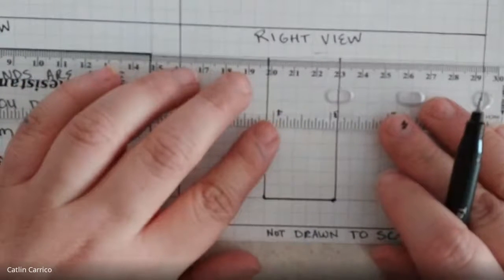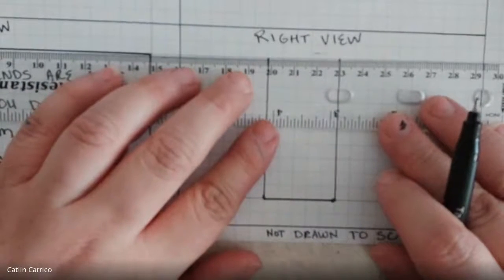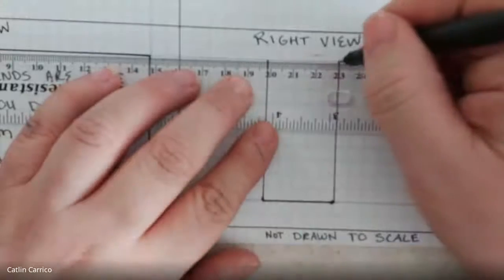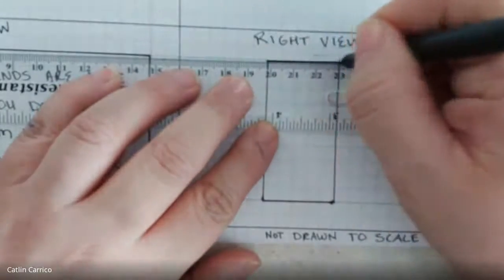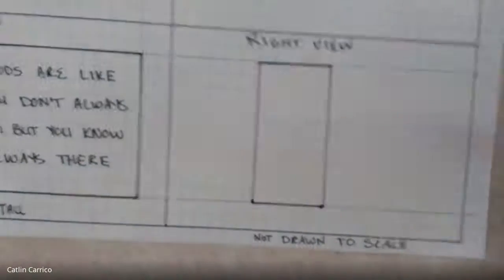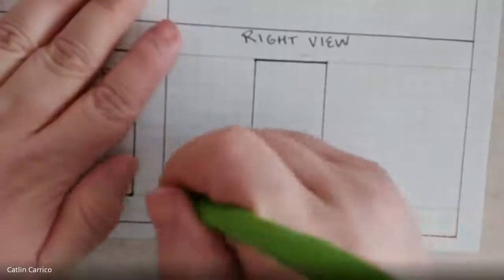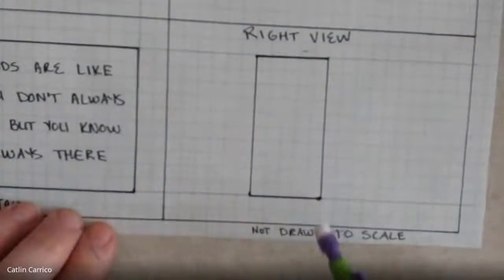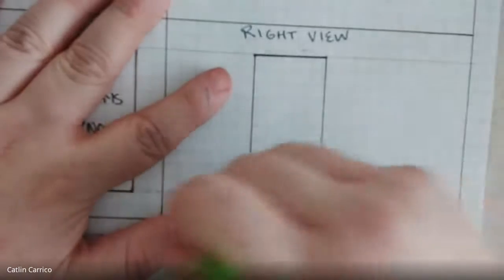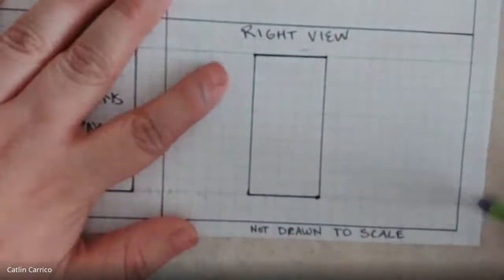So then we're just going to connect our lines. And then you're done with the right view. That's it. Done. So you'll notice everything lines up with it. And I'll just go through and erase my pencil. That's nice and clean.